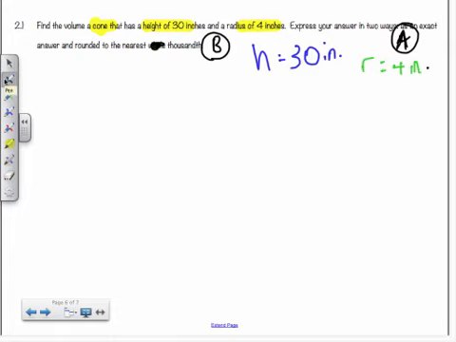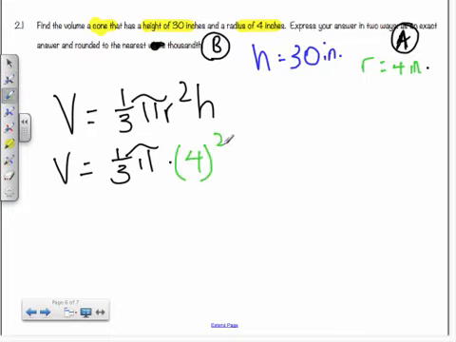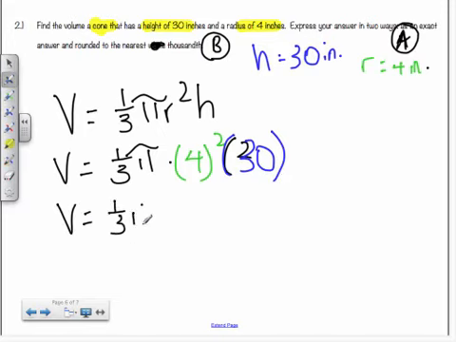Okay, so I should be using V equals 1/3 pi r squared h. So I know that the volume is going to be 1/3 pi multiplied by the radius, which is 4 squared, the radius squared, multiplied by the height, which is 30. Same thing that I had to do before. I have to use order of operations, so I have multiplication, and I also have exponents. So I'm going to do my exponents first. So I get V equals 1/3 pi times 16 times 30.